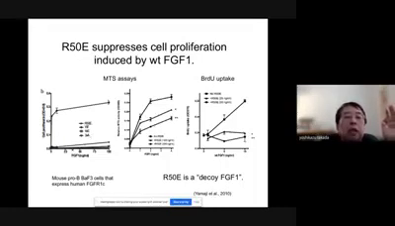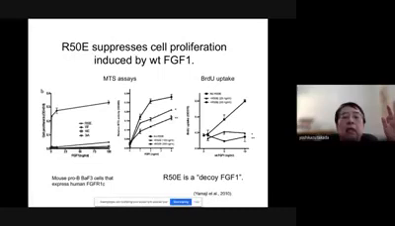So we put this low concentration and then added excess mutant. The question is whether this mutant can suppress wild type's function to induce cell proliferation. Answer is yes. So when added, this mutant can suppress cell proliferation dose dependently. Twice as much means less proliferation.